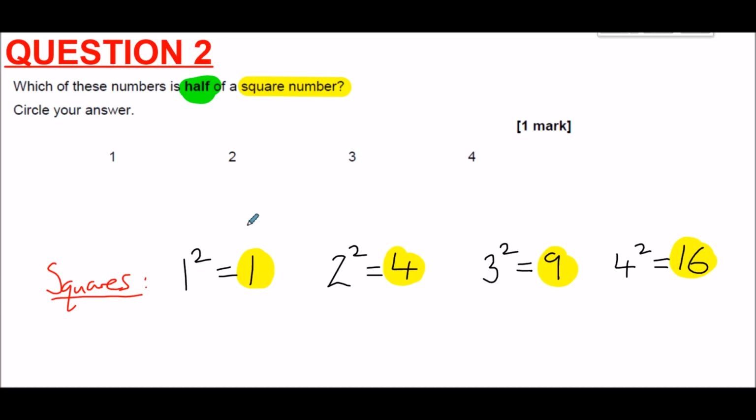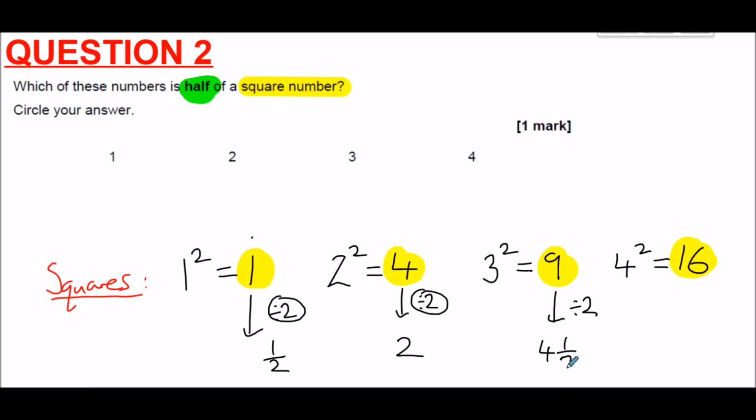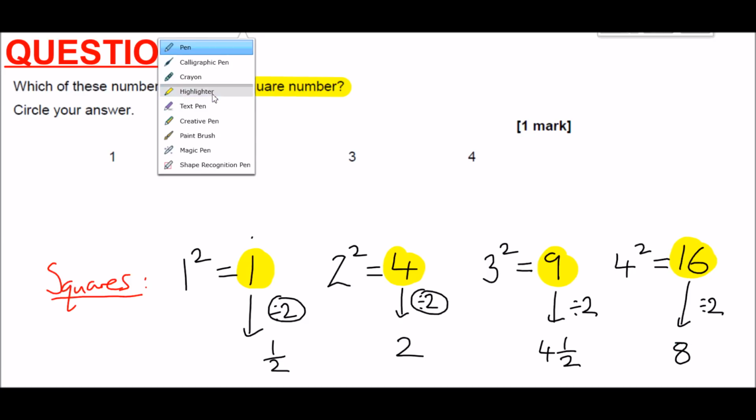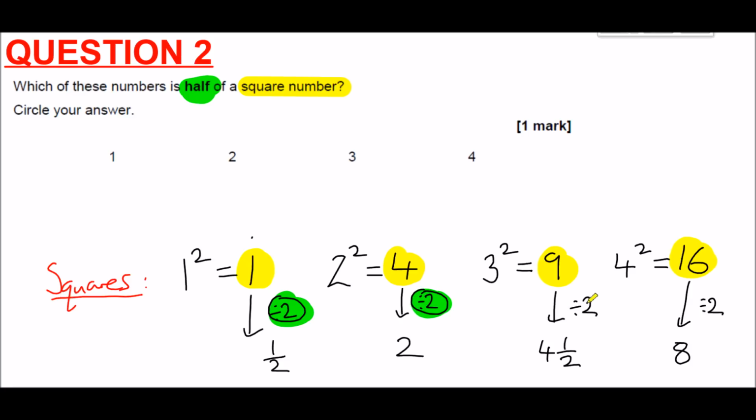So if you half all of these numbers, and to half something means we're going to divide them by 2, we need to be looking for a number in the options which appears. Half of 1 is, well, obviously a half. 4 divided by 2 is 2. 9 divided by 2 is 4.5. And 16 divided by 2, half of 16, is 8. So we found half of the square numbers by dividing them by 2. Which number is half of a square number which also appears in this list? The answer is 2. 2 is half of 4, and 4 is a square number. So the one we need to circle this time round is the second option, which is 2.